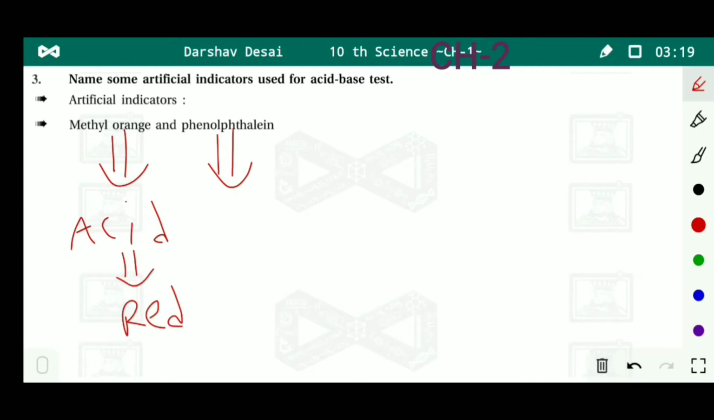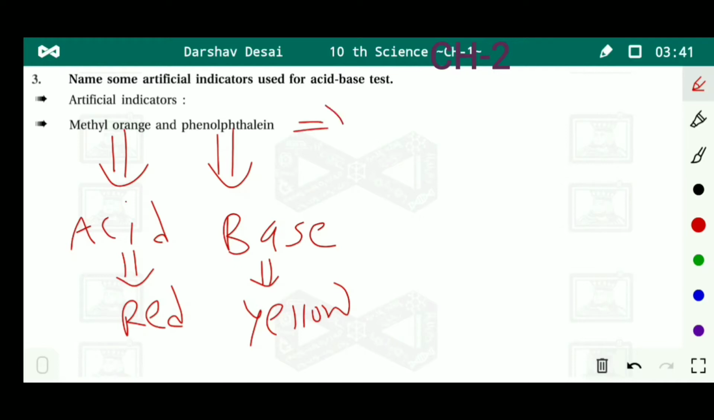Methyl orange in acid, which color will it give? Red color. And methyl orange in base gives yellow color. So in presence of acid, methyl orange indicator gives red color, and in presence of base, methyl orange gives yellow color. Now in presence of phenolphthalein, acid gives no color, meaning no change.